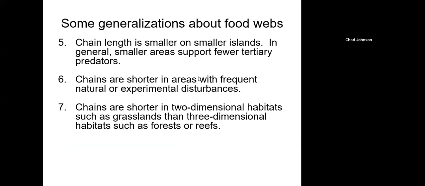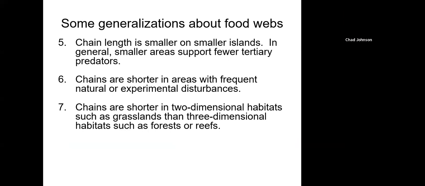Couple more. Chain lengths are smaller on small islands. Okay, if there's not a lot of territory, then you can't support a mountain lion. Okay, so you can't have a predator of a predator of a predator. In general, small areas support fewer top-level predators.